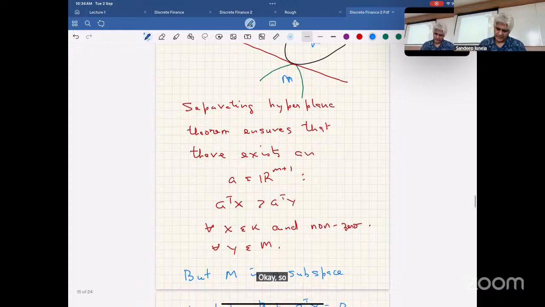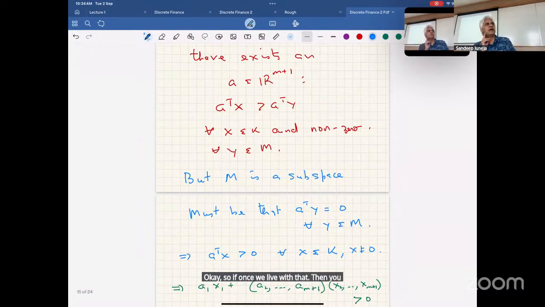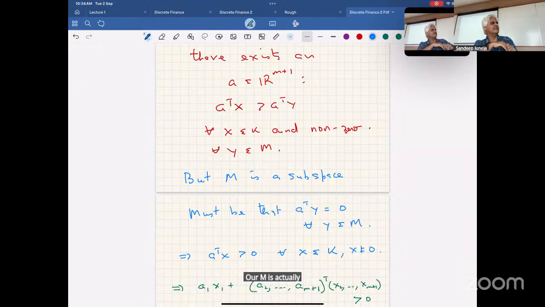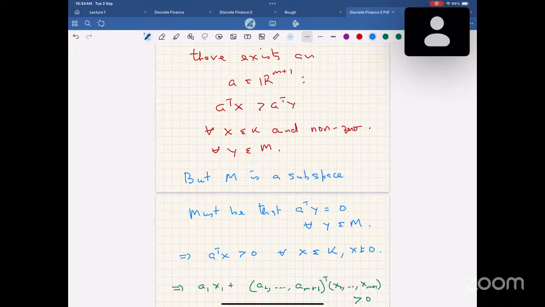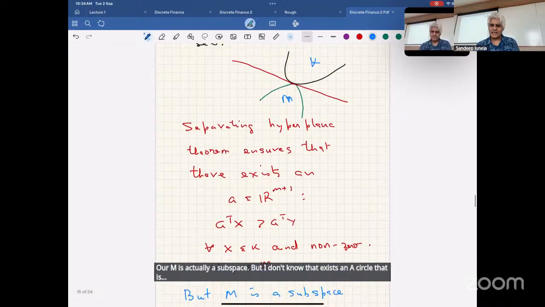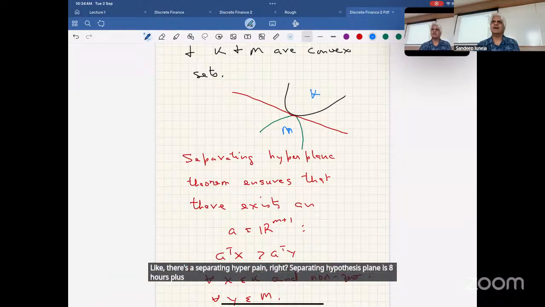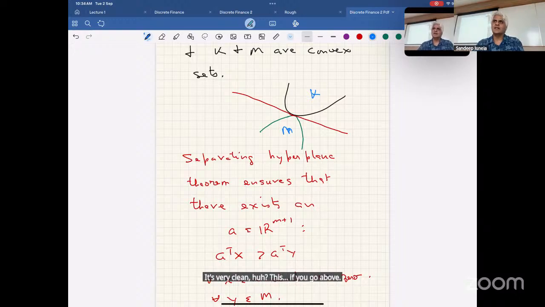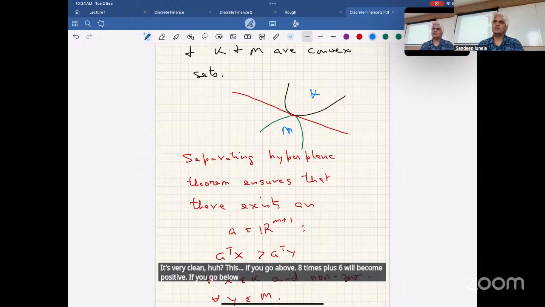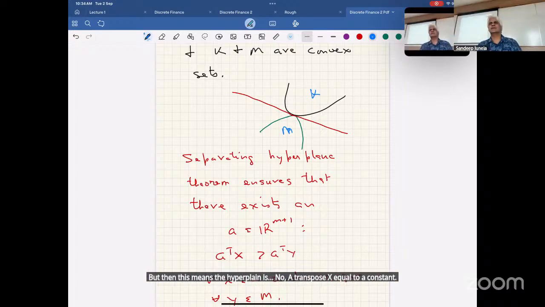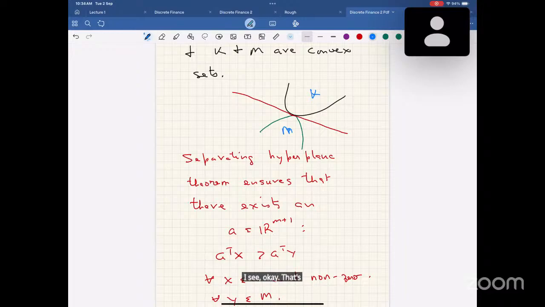Once we live with that, note that our convex sets are not as cleanly separated as we said. Our M is actually a subspace. It's a separating hyperplane, right? The separating hyperplane is a transpose x equal to y. One is above, one is below. It's very clean. If you go above, a transpose x will become positive. If you go below, a transpose x will become negative. But then this means the hyperplane is a transpose x equal to a constant. That's every hyperplane.